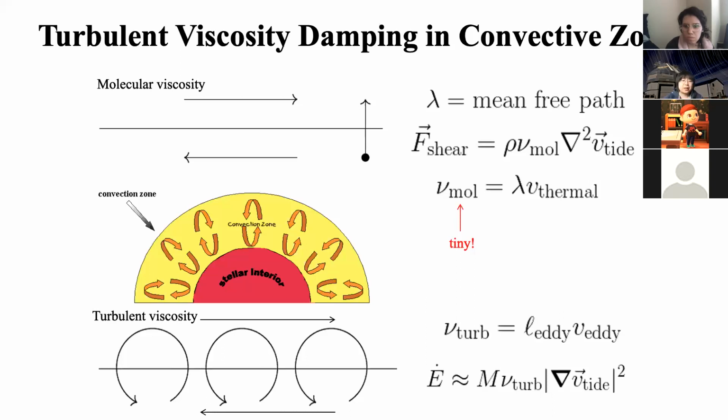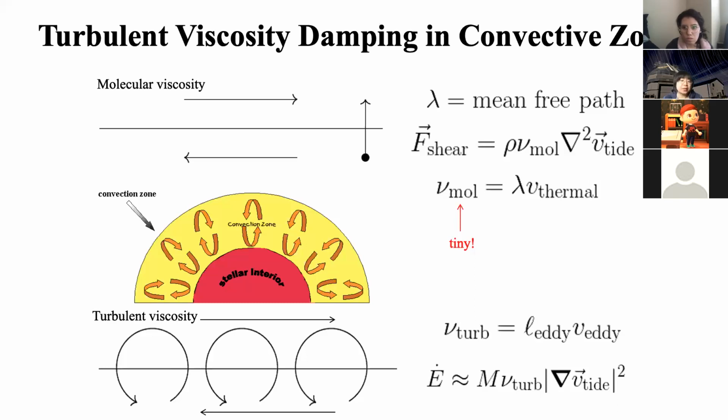Instead of molecules, there are large eddies, like between the hot and cold layers in the stellar convection zone, and they can slow down the relative motion between the different layers. The friction force will generate heat, then change the orbit and the spin energy of the star. To calculate this force and the tidal dissipation rate, we still need to choose a proper viscosity.